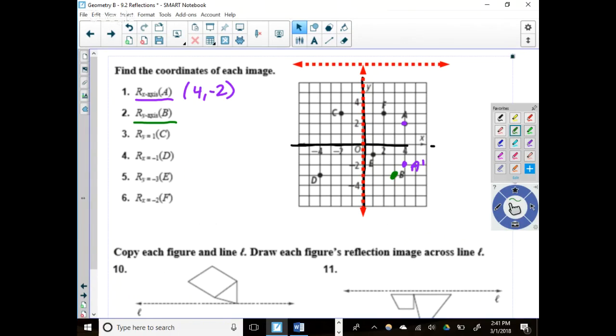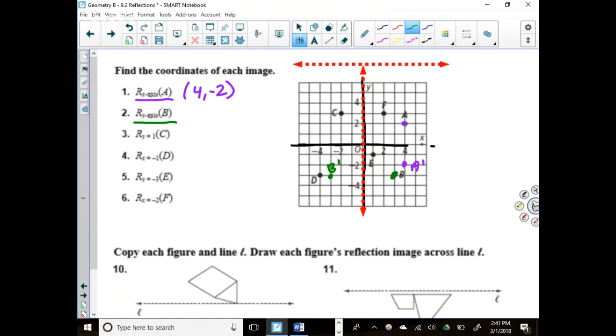Why should you go that way? Not 1, 2, it's 3, on the y-axis. That's what you're reflecting it over. Okay, so for B prime, what is the ordered pair? -3, -3.